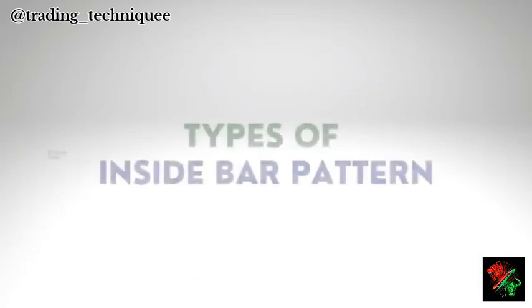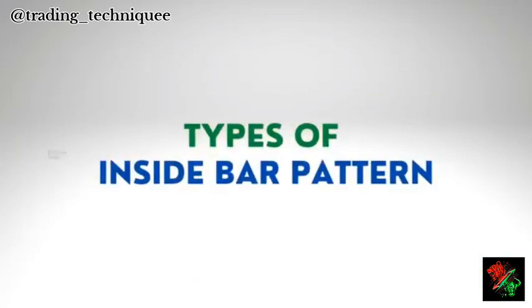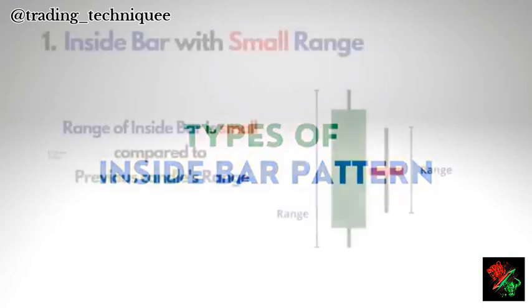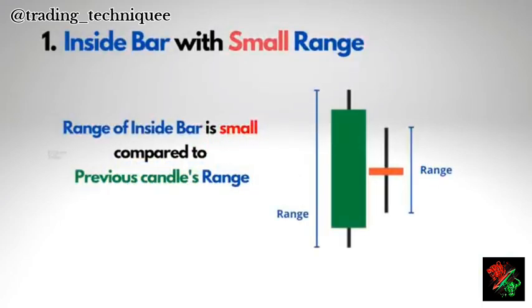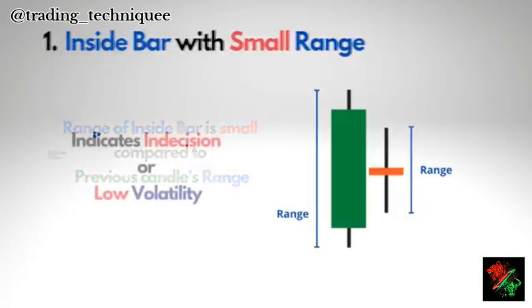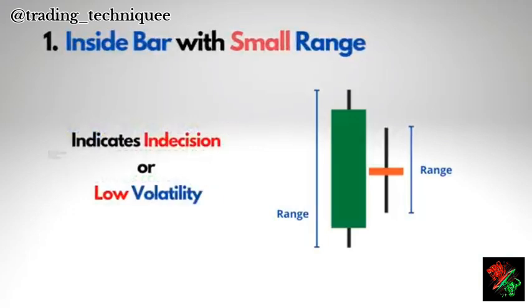However, not all inside bars are created equal. There are different types of inside bar patterns formed in the market. Let us take a look at a few of these. The first type is an inside bar with a small range. So this is a standard inside bar where the range of the candle is small and it is covered by the prior candle. Now this tells you that there is an indecision or low volatility in the market. We will talk about this further in this video.